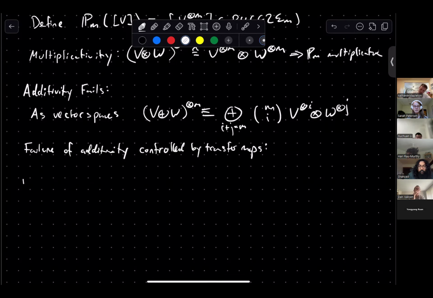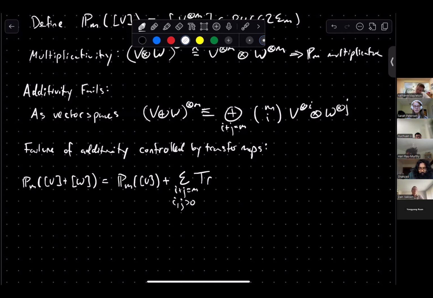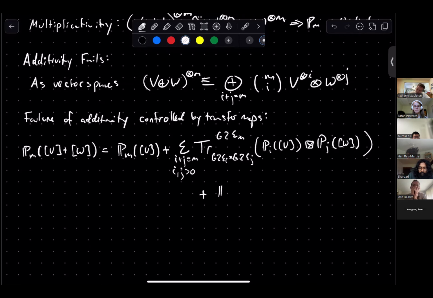And the formula is the following. So P_n of V plus W is, well, first there's a P_n of V, and then there's a sum over i plus j equals n with i and j greater than 0 of the transfer from G wreath Sigma_i times G wreath Sigma_j to G wreath Sigma_n of P_i of V box times P_j of W, and then one final term plus P_n of W. And I could have written this all as one big sum without having the i and j greater than 0, but it is useful for future observations to write it this way.